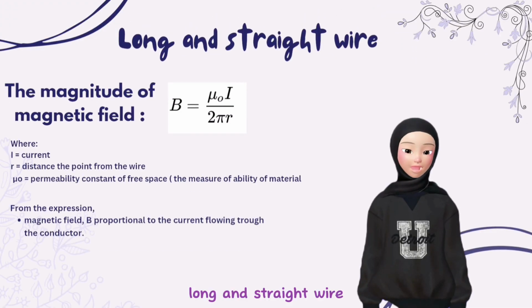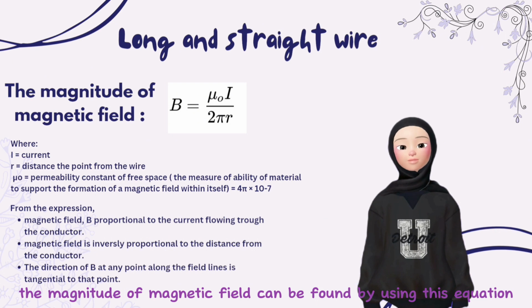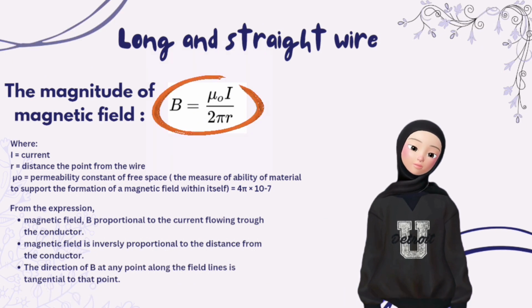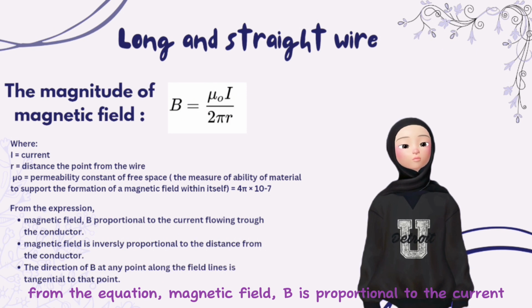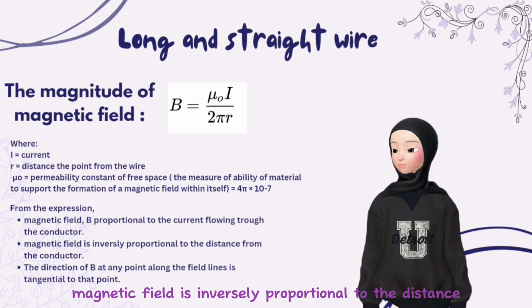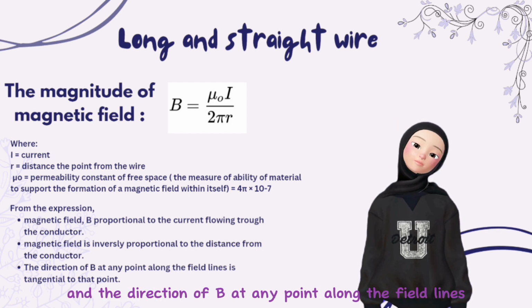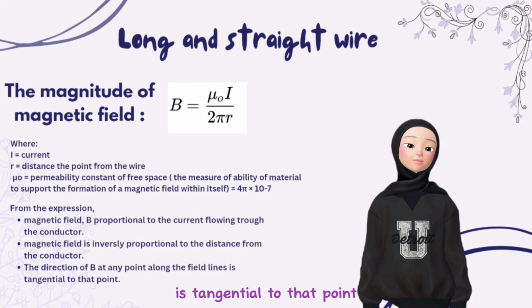For a long and straight wire, the magnitude of magnetic field can be found by using this equation. B is equal to mu naught multiplied with I over 2 pi r. From the equation, magnetic field B is proportional to the current flowing through the conductor. Magnetic field is inversely proportional to the distance from the conductor, and the direction of B at any point along the field line is tangential to the point.